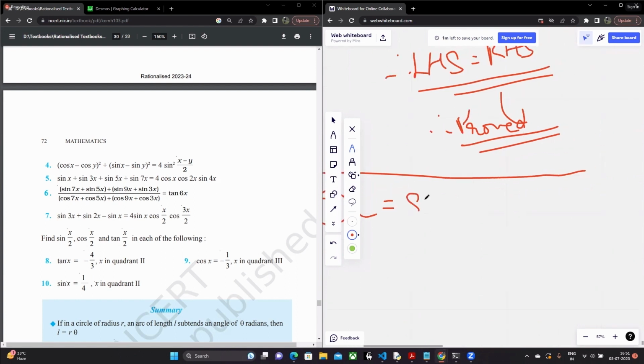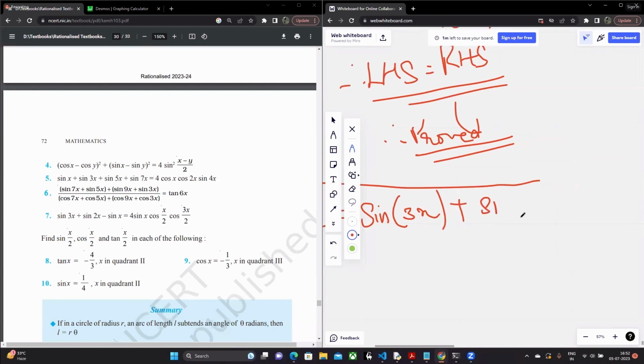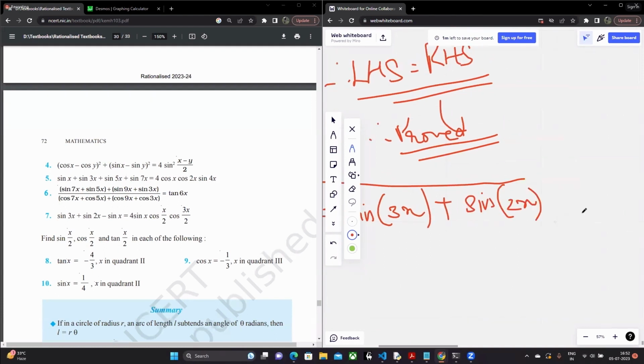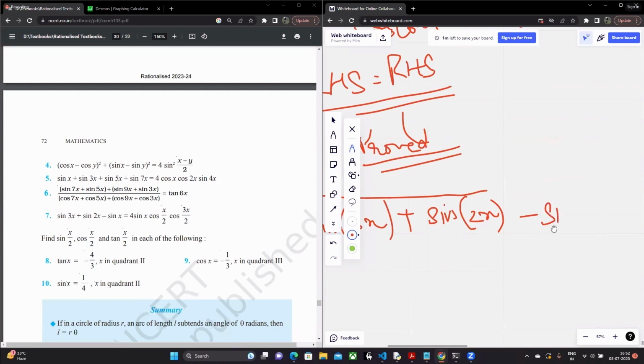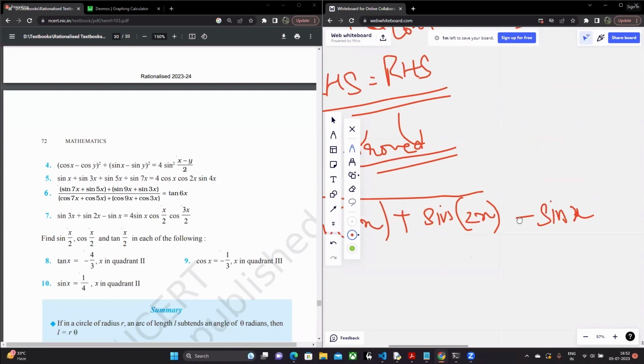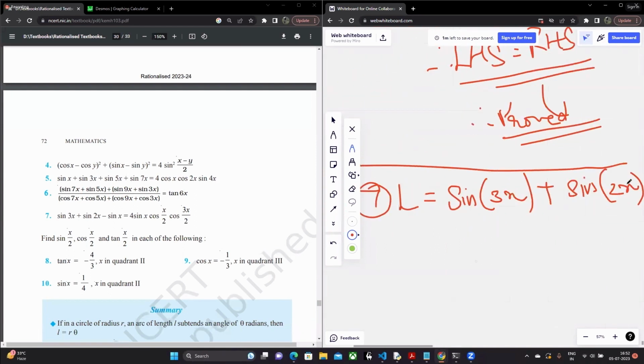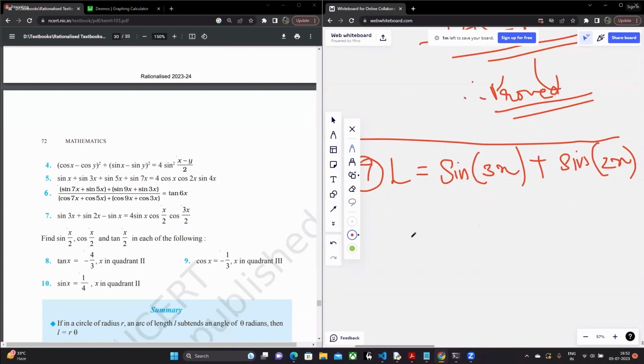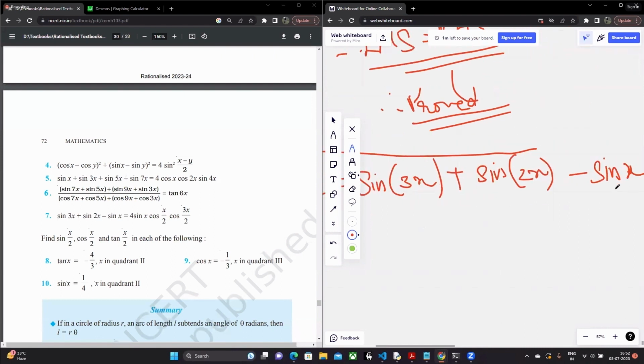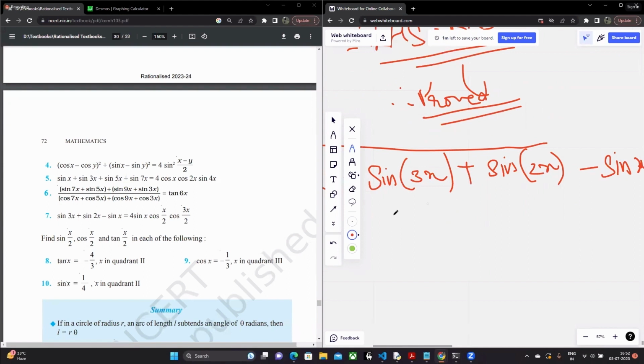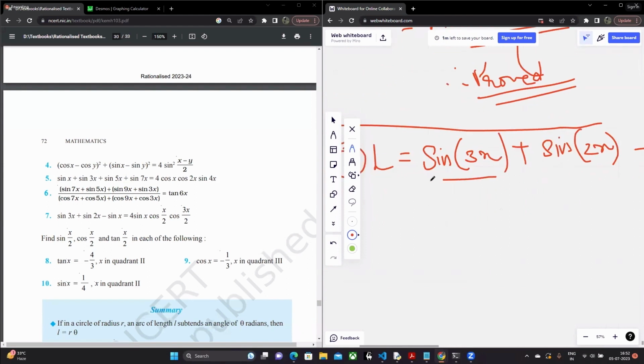So L is equal to sin of 3x plus sin of 2x minus sin x. Right? Notice that this and this, the arithmetic mean is going to be this. So I'll subtract this from this. Right? This is equal to sin of 2x.